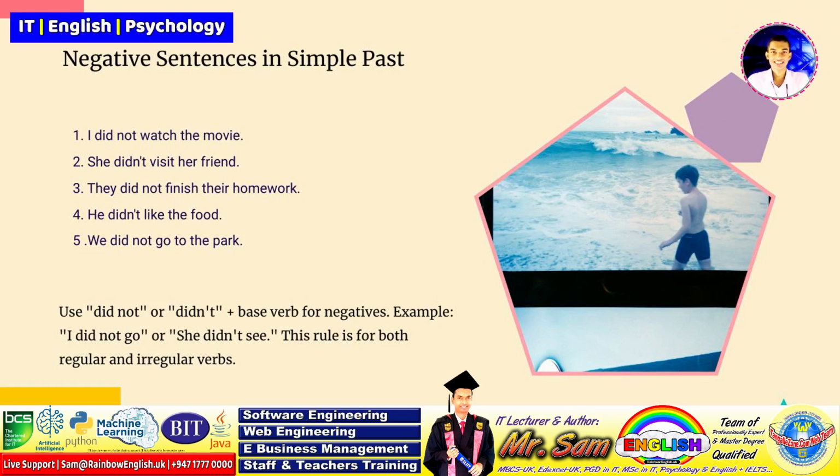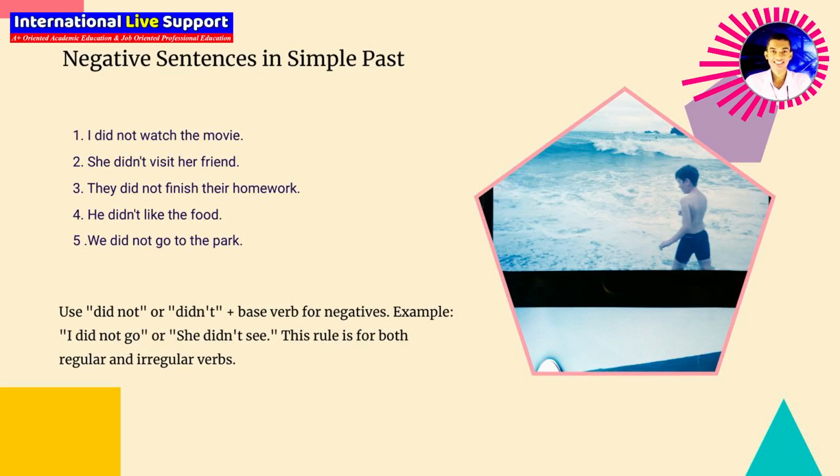Sample sentences. I did not watch the movie. She didn't visit her friend. They did not finish their homework. He didn't like the food. We did not go to the park.